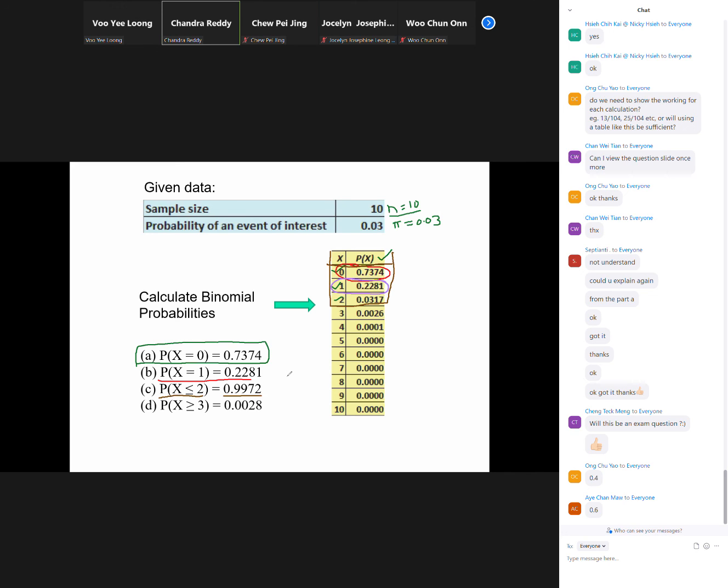Next, the last part of the question is, what is the probability of the defectives being 3 or more in a sample size of 10? That means you need to add up all the other probabilities. You can practically see that the probabilities are becoming 0 when x is greater than 5, so all these probabilities are zeros. So probability of greater than or equal to 3 means you only need to add up these two numbers, because the rest are zeros, and that will give you 0.0028.